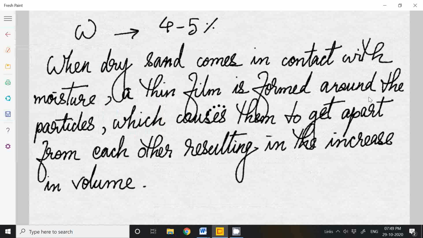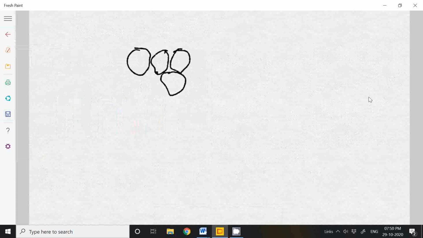Suppose I am taking two or three sand particles, like this. When the dry sand comes in contact with the moisture, that means this water is also coming in contact with the sand particles, then the water forms a thin film along the surface of the particles.